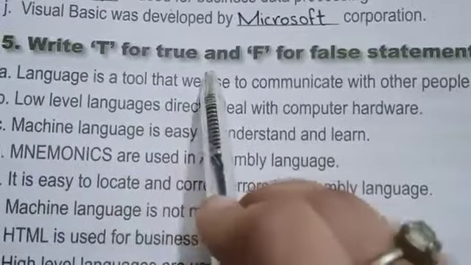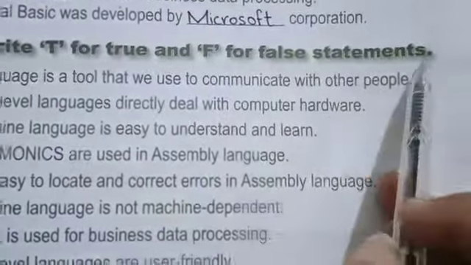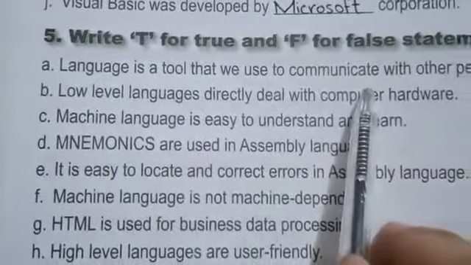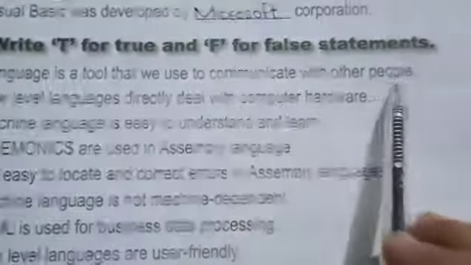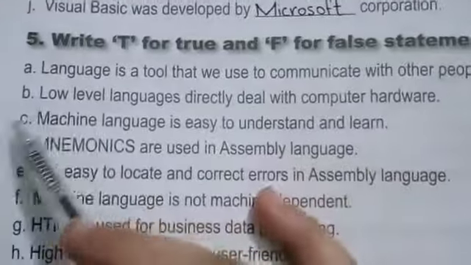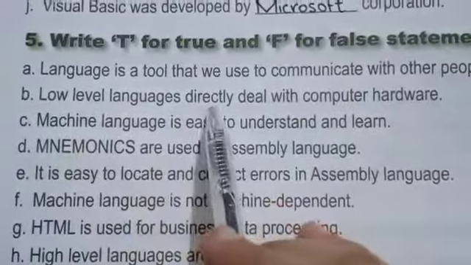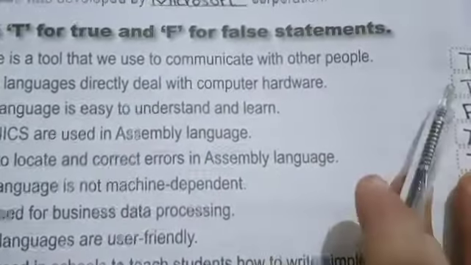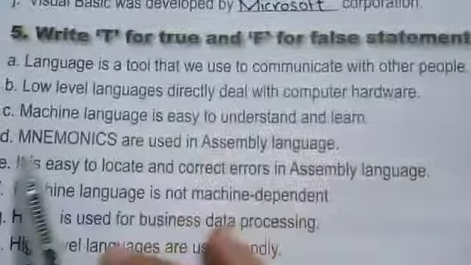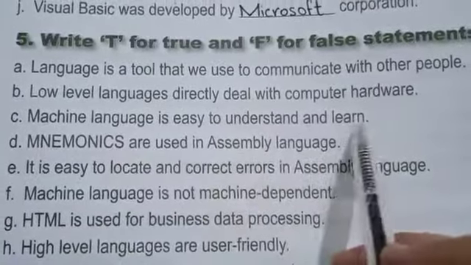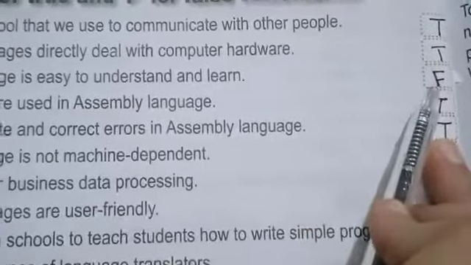Write T for true and F for false statements. Language is a tool that we use to communicate with other people. T. Low-level languages directly deal with computer hardware. T. Machine language is easy to understand and learn. F.